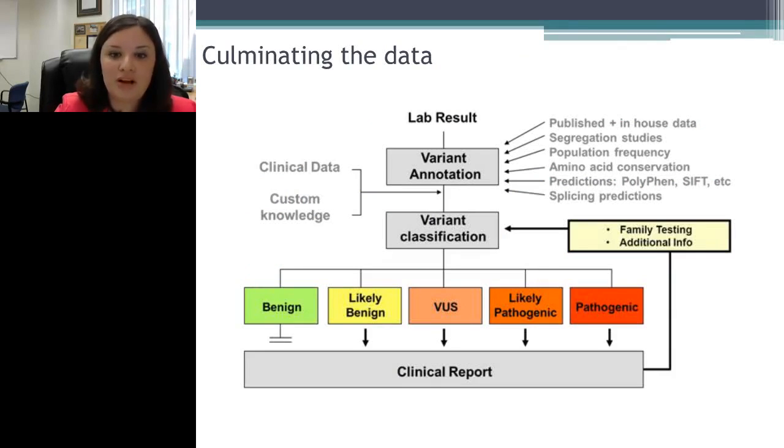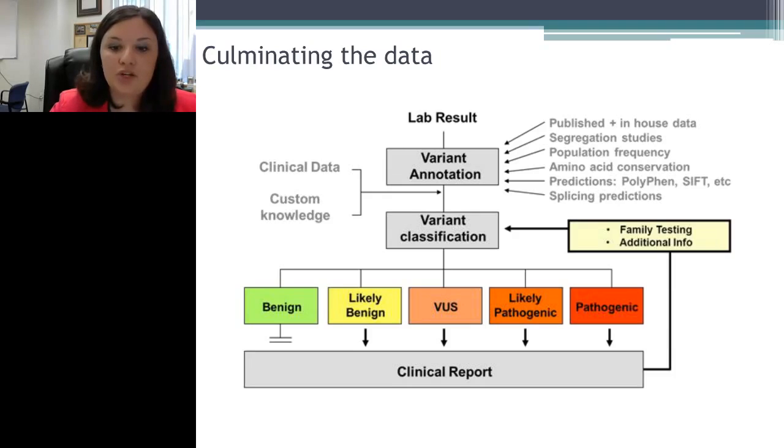So now I wanted to come around full circle. We've talked about a couple of topics today that go into variant interpretation, and now I wanted to talk about, after we've gathered all this data and annotated this variant with as much information as we have, how do we actually perform the variant classification process and assign this variant a classification, like likely benign, or is this variant a variant of uncertain significance, a VUS, or is it pathogenic? So how do we do that?